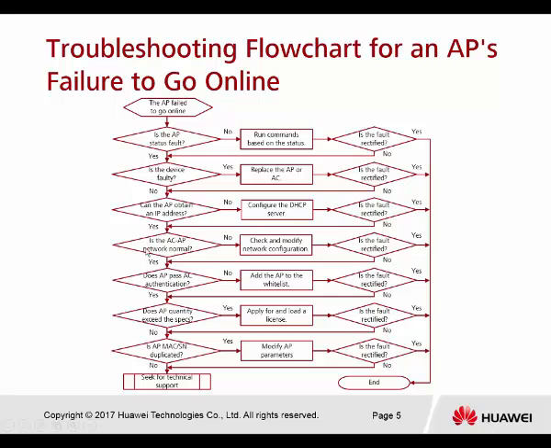Then the next one, check whether the AC-AP network is normal. Is the connection between the controller and the access point working normally? Then the next, does the AP pass AC authentication? We need to understand what kind of authentication mode we selected. Does the AP quantity exceed the specification? Then the next one, is the AP MAC address or serial number duplicated? After everything is checked and you still can't solve the problem, at last, you can make a call and ask someone to help you solve the problem.